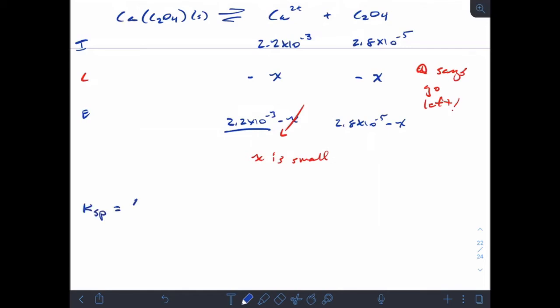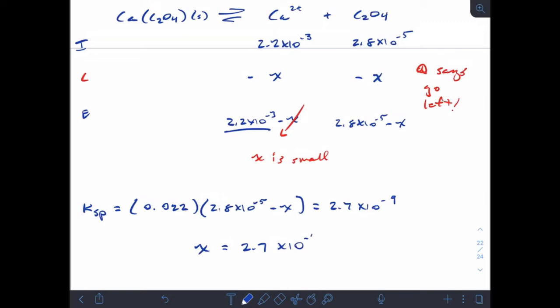So Ksp is going to be 0.022 times (2.8 times 10 to the minus 5 minus x) equals 2.7 times 10 to the minus 9. Right, we run through that calculation and we find that x equals 2.7 times 10 to the minus 5.